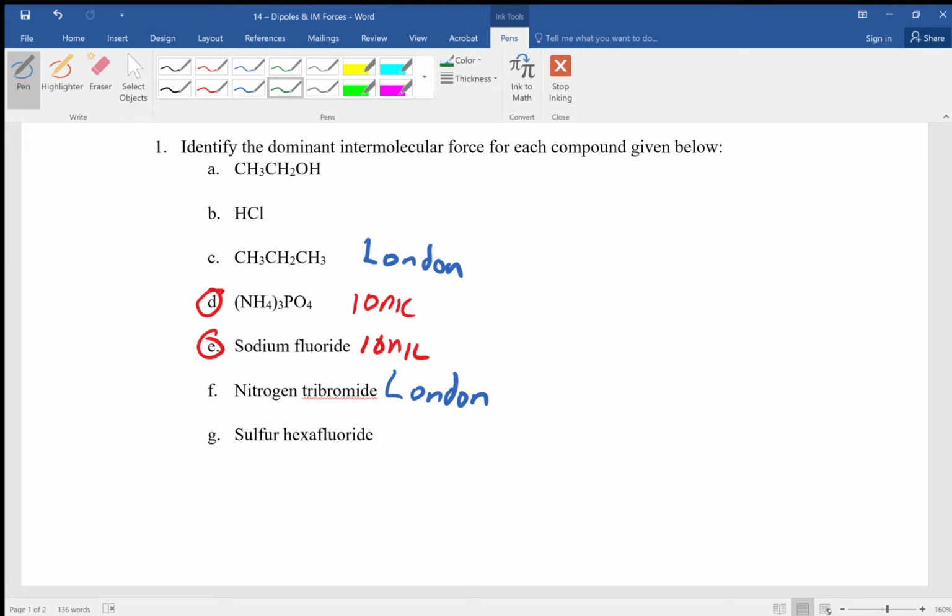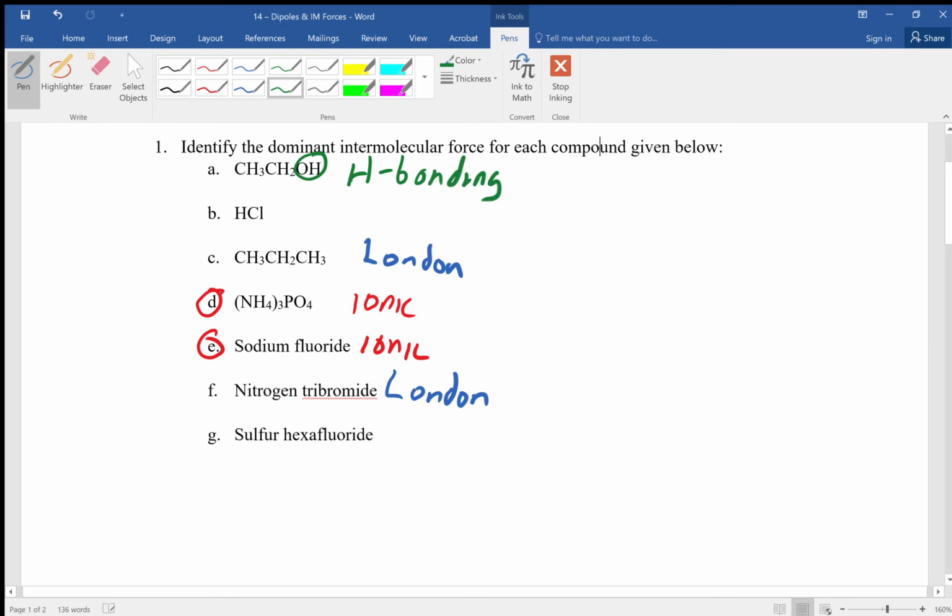Part A, ethanol, has an OH group, and we know that OH, NH, and FH will all have hydrogen bonding. And then our last two, HCl and sulfur hexafluoride, are both compounds that have elements with very different electronegativities. And when the electronegativities are very different, the dominant force will be dipole-dipole. Or I should say different, but not so different that we get an ionic compound.